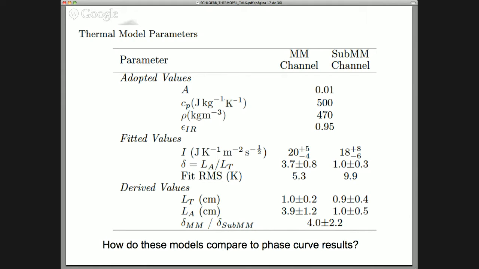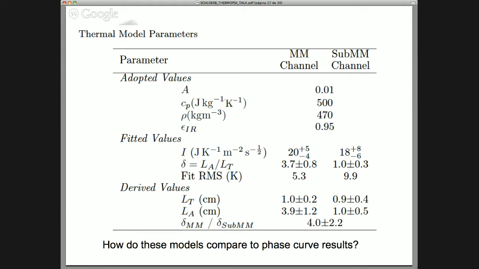So we would basically model these two together. And so if you change the density by 50%, you don't change the result by very much. This is the thermal inertia values that were fit in this case, and then the ratio of absorption length to thermal length, which is the other thing that we determined pretty well.